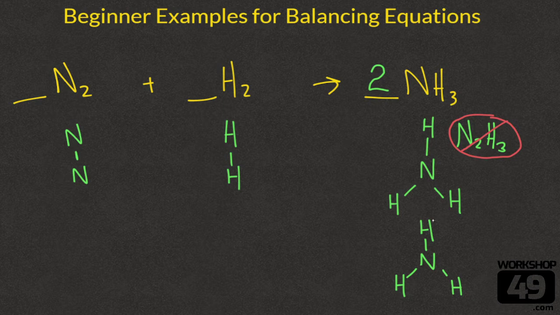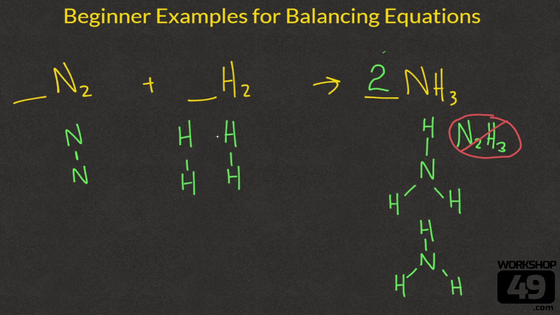1, 2, 3, 4, 5, 6. There are 6 H's. If you weren't drawing this out, you could multiply and figure out that there are 6 H's, because we're building 2 NH3s. That's 6 H's total to build that, which means we're going to need 6 H's on the left. H's come in pairs, so we can have another one.